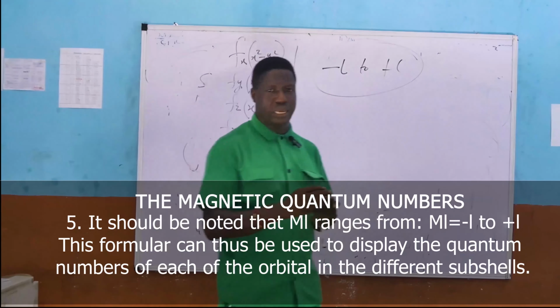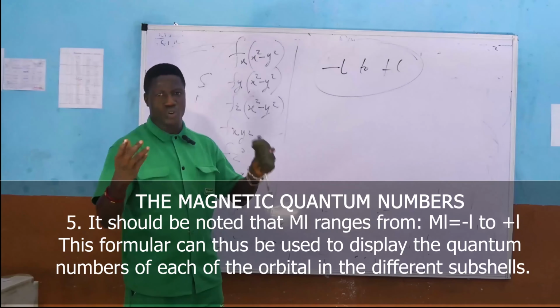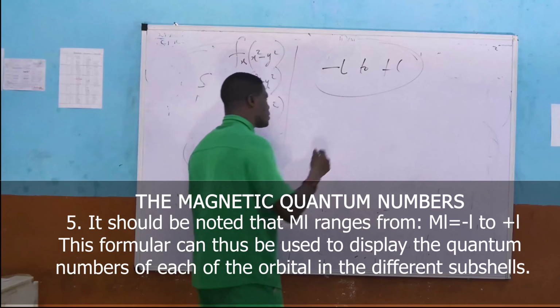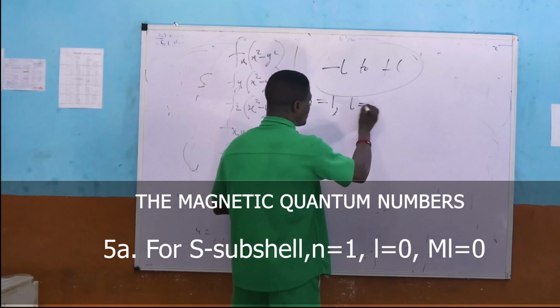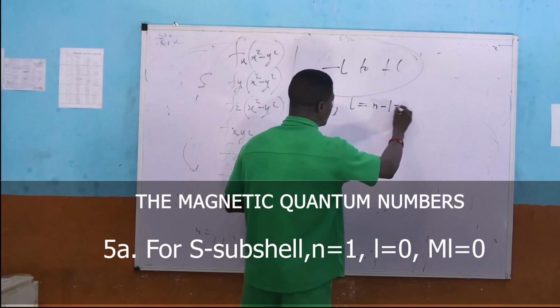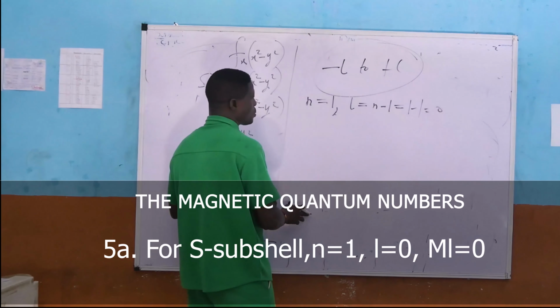Write completely and correctly the various possible numbers that the magnetic quantum number can accommodate. How do we do that? For instance, when n is equal to 1, the azimuthal quantum number is n minus 1, and that is equal to 1 minus 1, which is equal to 0. Take note of that.